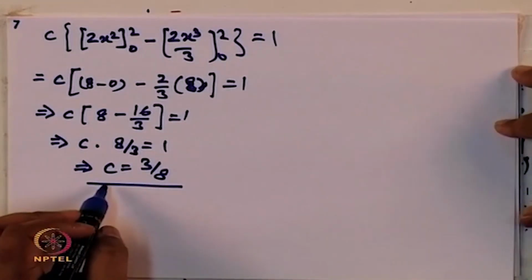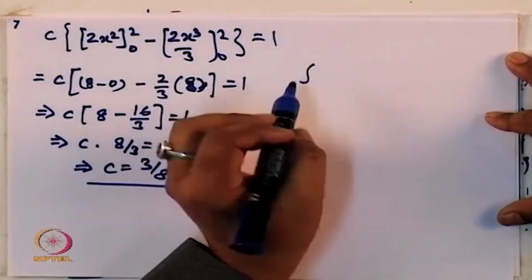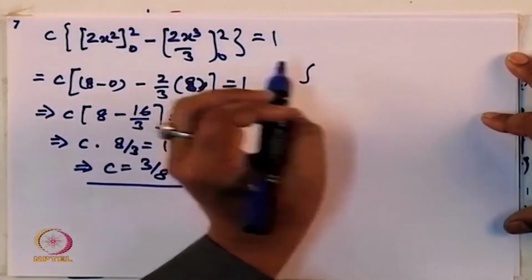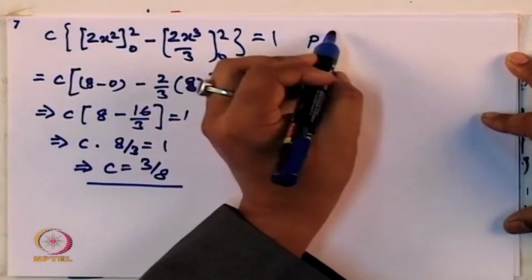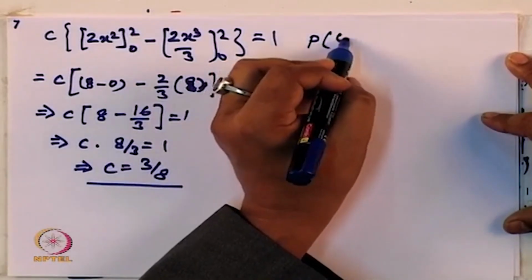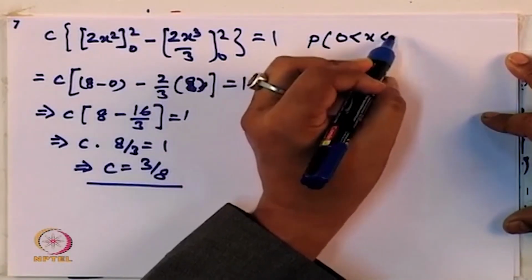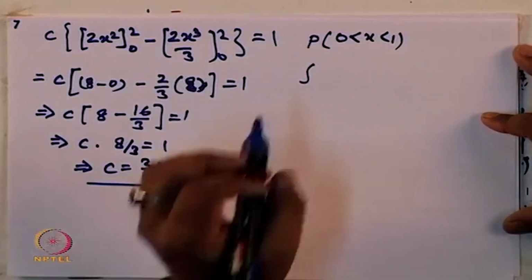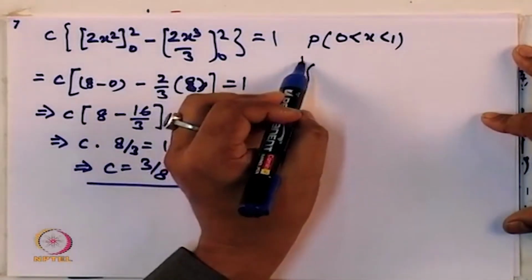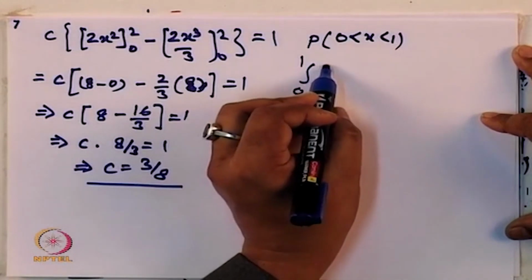So, if we assume this is right, we can compute what is the probability that 0 is less than x less than 1. Okay. I can compute that probability as the integral from 0 to 1. Okay. c is now 3 by 8.